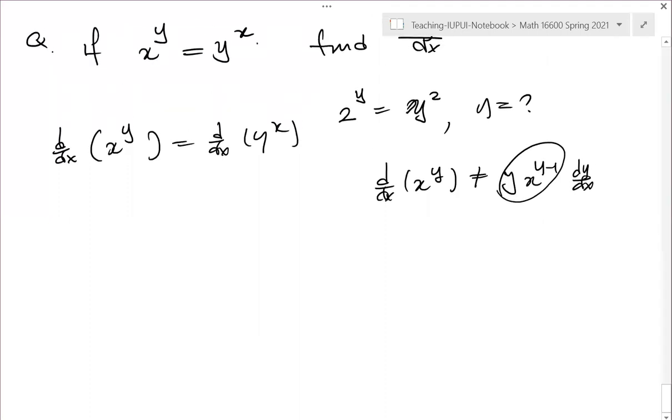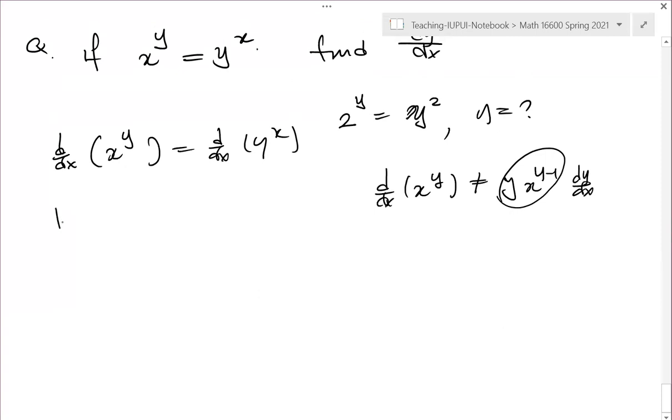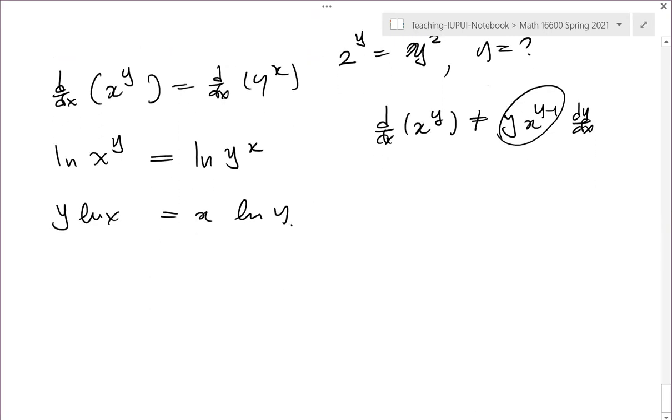So what you can do is put the natural log on both sides, and you get y natural log x and x natural log y. Each of them is a product of functions of x, so you can differentiate with respect to x and apply the product rule. The right-hand side is 1 times natural log y plus x.